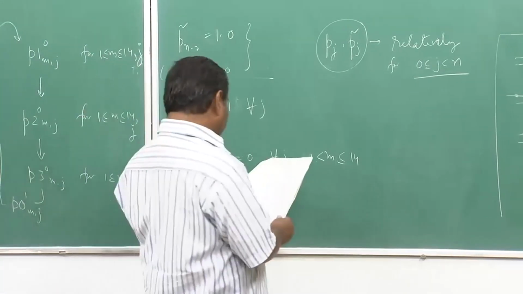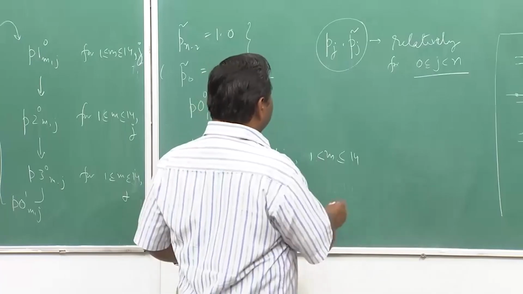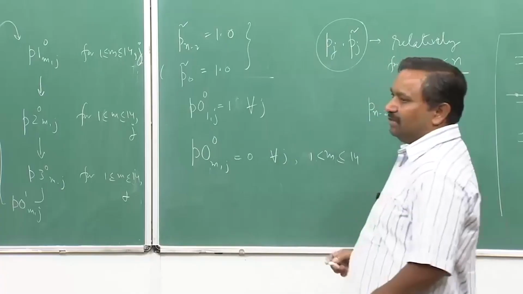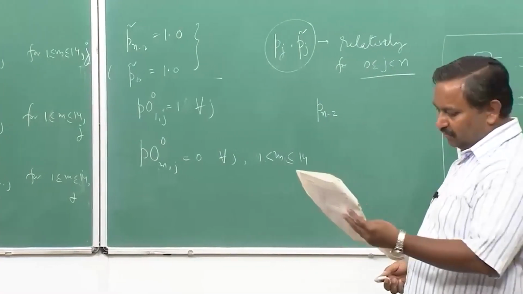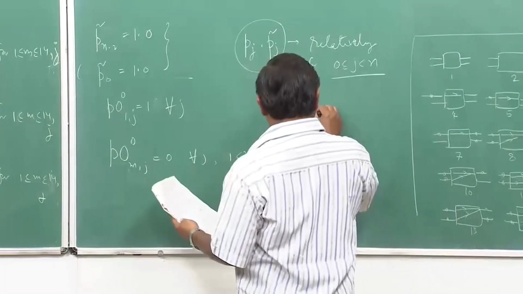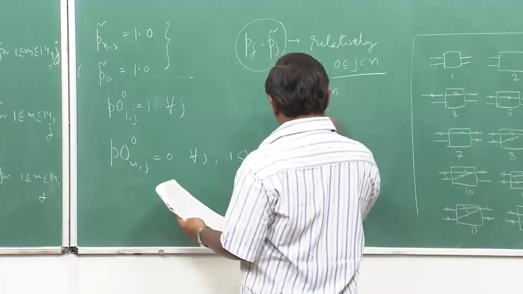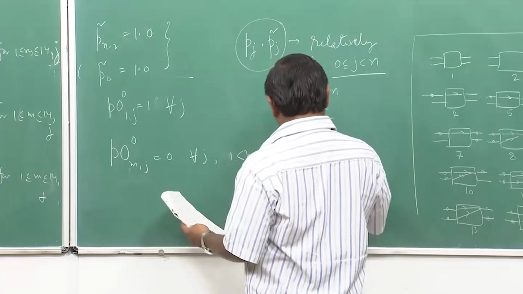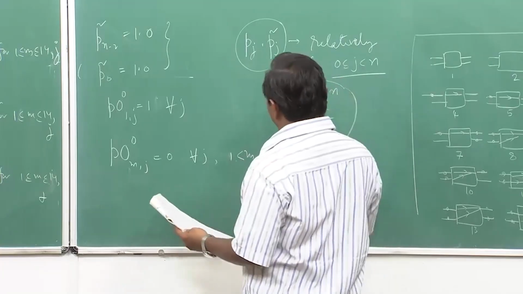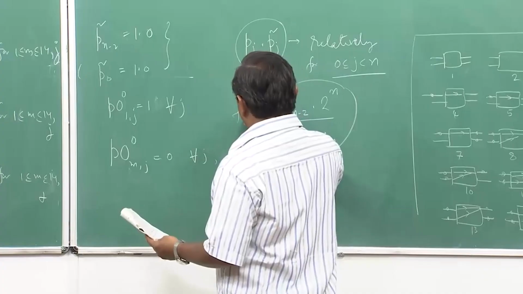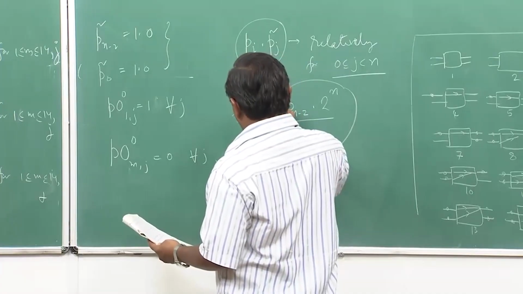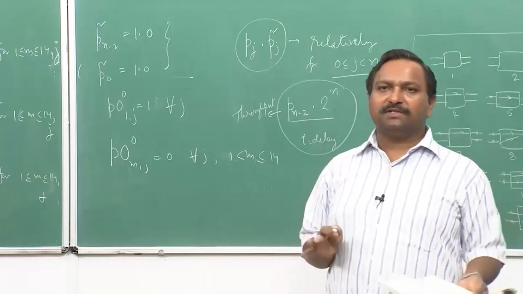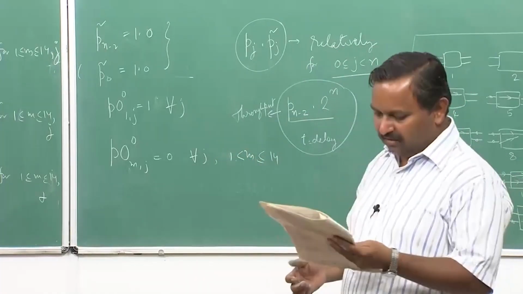Once you have this, you can find out what your P of n minus 2 is. That will give you the throughput, and the total number of ports will be 2 raised to the power n. You can find out the total normalized delay. This will give you the total throughput of the switch. That is how this whole model can be used to estimate the performance of the buffered delta network.